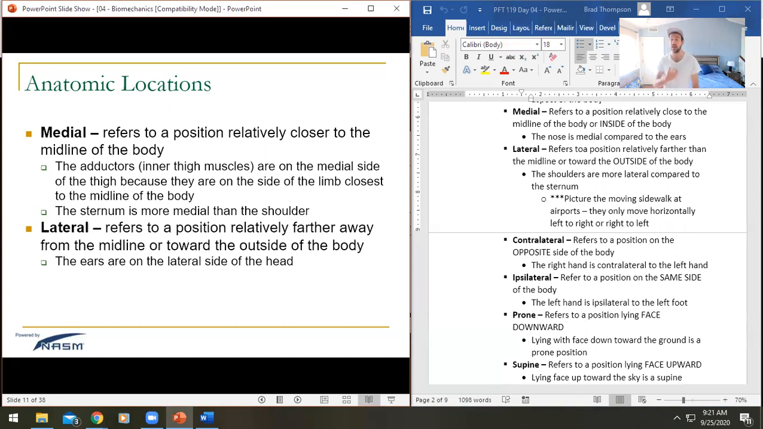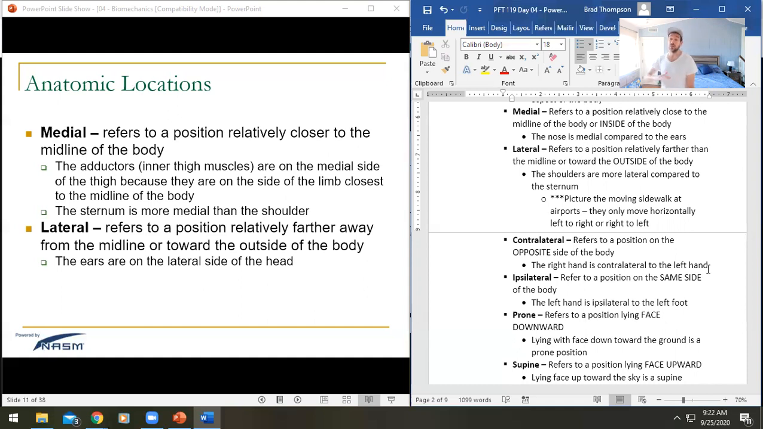Your sternum, right, is the most medial thing in your body, right? Your heart is very medial. It pretty much sits dead center there. And so that's the medial portion. Then you've got lateral, which is referring to a position farther from the midline, so outside of the body, right? And so your shoulders are lateral compared to your sternum. Your ears are like the most lateral part of your head.